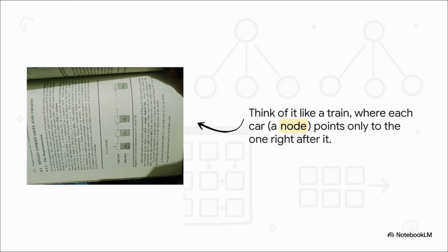And this is the perfect way to picture it. Seriously, just think of a train. The first node is your engine. Each train car is a node holding its cargo, that's the data, and it's only connected to the one car right behind it. Simple as that.